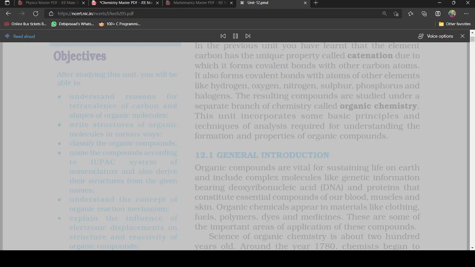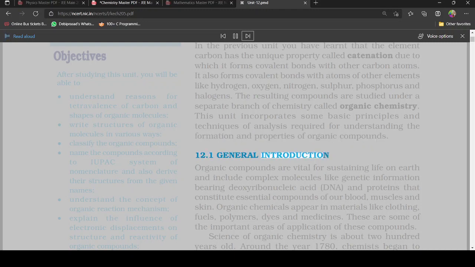In the previous unit you have learnt that the element carbon has the unique property called catenation, due to which it forms covalent bonds with other carbon atoms. It also forms covalent bonds with atoms of other elements like hydrogen, oxygen, nitrogen, sulfur, phosphorus, and halogens. The resulting compounds are studied under a separate branch of chemistry called organic chemistry. This unit incorporates some basic principles and techniques of analysis required for understanding the formation and properties of organic compounds.